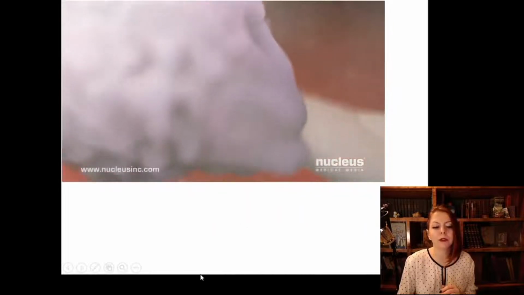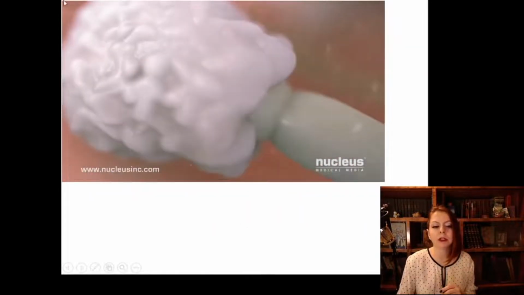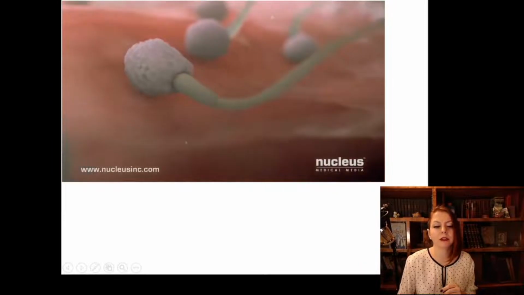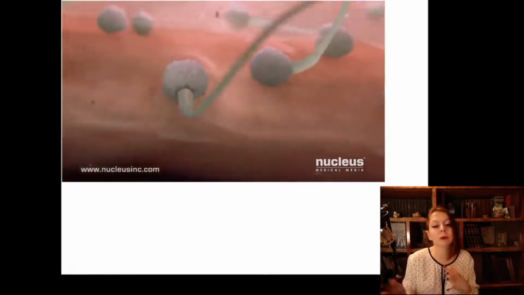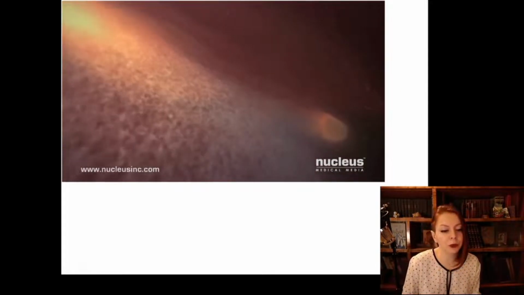Some of them are engulfed by the female immune system. As we can see here, it's the leukocyte, and it digests and phagocytoses spermatozoa. So some spermatozoa are the victims of the immune system.